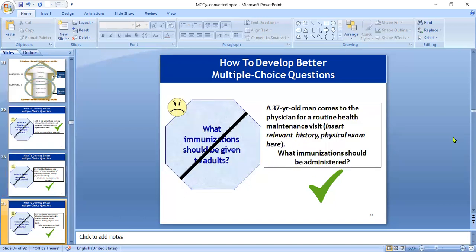What immunization should be given to adults? Instead of that, we can write this question this way: a 30-year-old man, and then what immunization should be administered. So it means we have to describe a context for that question, and then have the lead-in. I think it is very clear how we can write the higher-level MCQ.